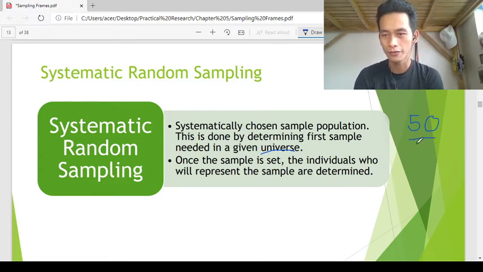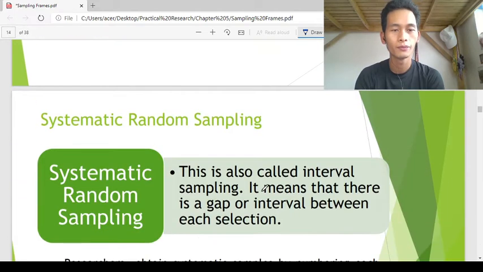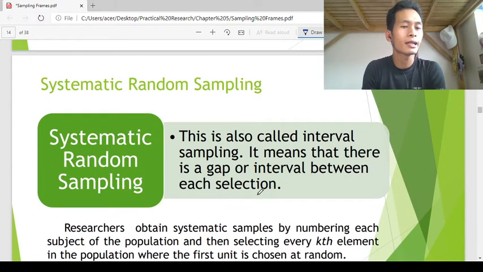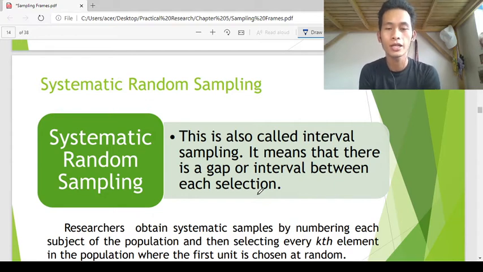So, out of the 50. Now, systematic random sampling is a method. Once the sample size is set, which is 9, the individuals who will represent the sample are determined out of the population through interval sampling, because systematic random sampling is also called interval sampling, and it means that there is a gap or interval between each selection of the sample.